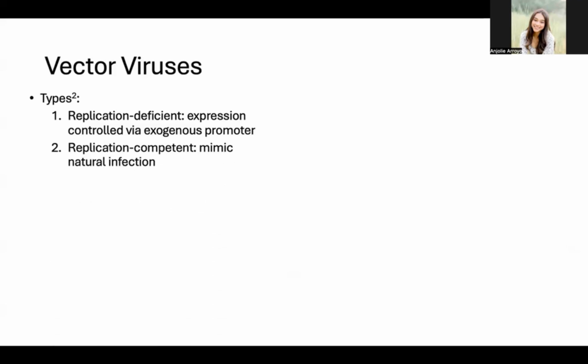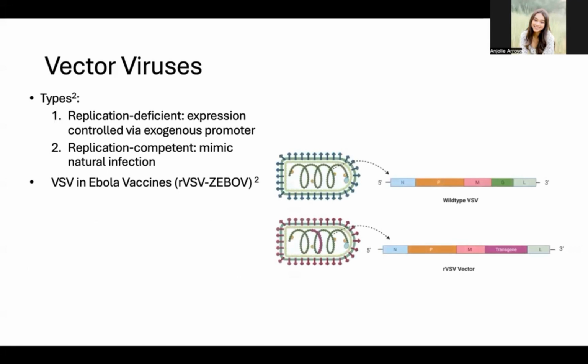The second is a replication competent virus. So these can replicate, and they are used to mimic the natural infection that can occur in a host. So cytokines and co-stimulatory molecules will create a strong adjuvant effect. An example I wanted to talk about in regards to vector viruses is VSV and Ebola vaccines, also known as rVSV-ZEBOV. It's going to be right here on the right.